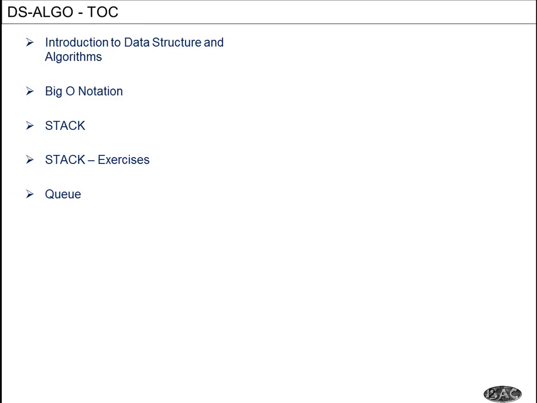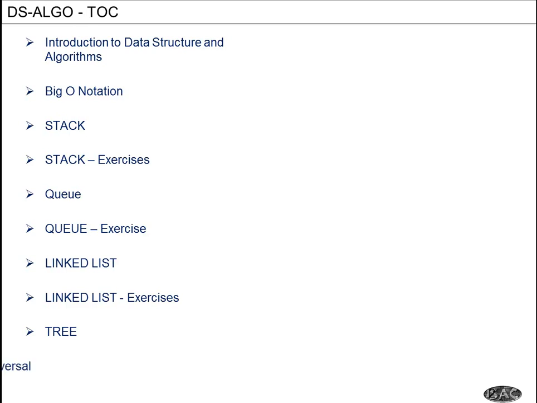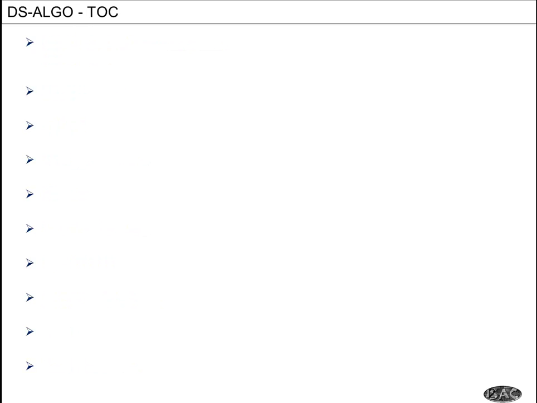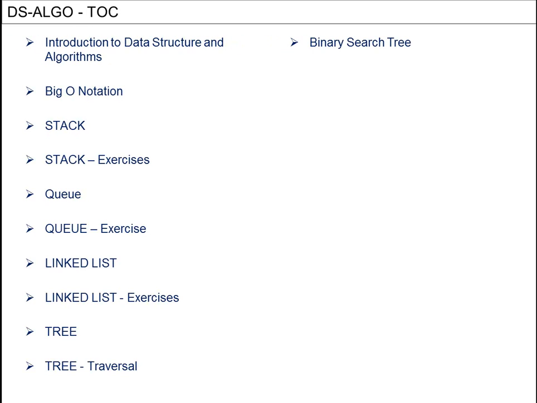Then we'll discuss queue. We'll see some exercises and assignments in queue. We'll discuss linked list, exercises in linked list, and tree data structure. We'll see the three different types of tree traversal. Then we'll move to binary search tree, a very important tree algorithm, and we'll see some of the assignments in binary search tree.